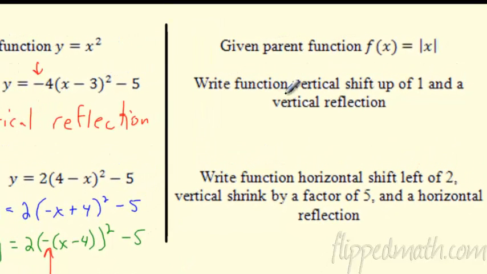Fantastic. So what happens if I come over here and say, okay, parent function is absolute value. Write the function that has all of this fun stuff. So you can pause it and try it if you like, or you can come along with me here. So when I'm talking vertical shift up 1, I know I'm going to do what? I'm going to add 1 to the end and a vertical reflection. Oh, this is nice. So I just take the parent function, put that bad boy on the outside as my vertical reflection.